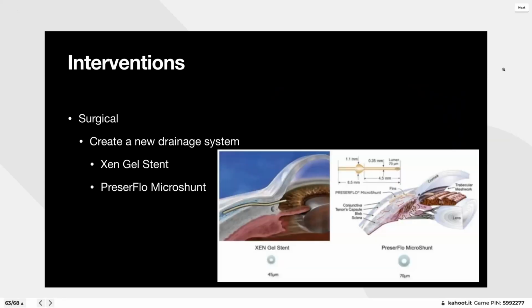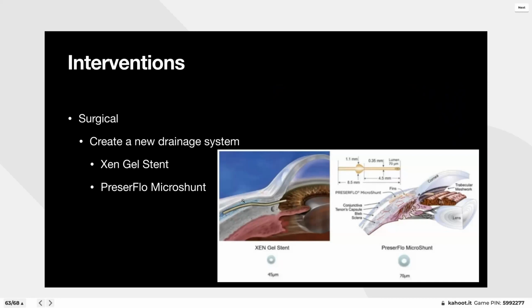What I prefer to do is creating a whole new drainage system, but using implants. So those can be either the big ones that are on the market right now, or what's called the Zen gel stent or the PreserFlo micro stent. And that's where we inject an actual implant that connects inside the eye to outside the eye, underneath the conjunctiva or the skin. So just like the trabeculectomy, fluid is being drained into that space. However, it's with the use of an implant, not with the use of the body's own tissue.